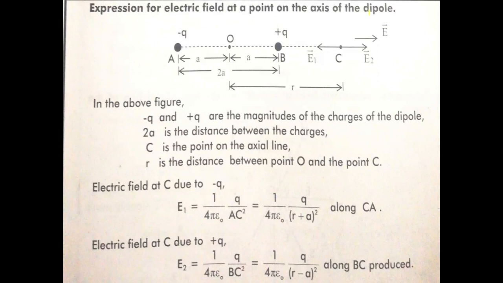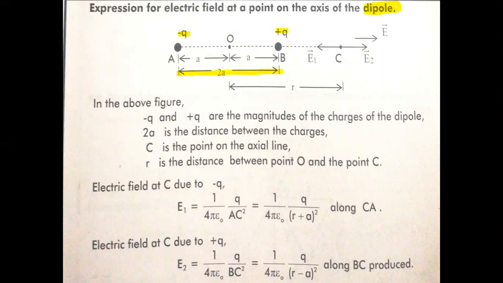So dipole, di means two here. See, I'm highlighting. It is two equal and opposite charges separated by some distance. We are going to find the expression for electric field at a point on the axis of the dipole. So see the diagram here. You can see minus Q and plus Q. So the dipole is located here, minus Q and plus Q. So this is the dipole. Here the distance between the two charges is 2A, as I have said before.